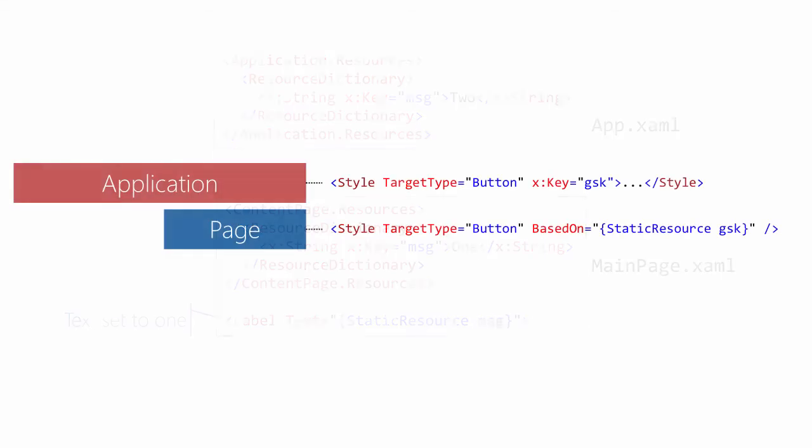Let's take a look at some basic guidelines for global styles. Use explicit styles at the application level and then put an implicit style in each page that uses BasedOn. Placing implicit styles at the application level helps sharing, but can obscure which style is being applied on each page. Here is one technique that can make things more clear.